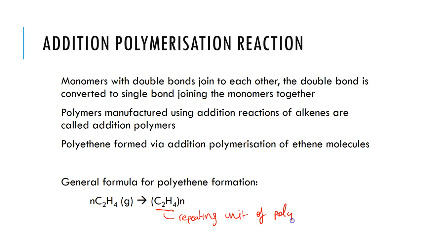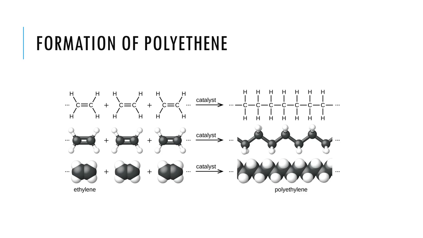Okay, which makes the bit on the left-hand side, this is our monomer. If I have N amounts of my monomer, I will have N repeats in my polymer. So as I said, we take large numbers of ethene molecules in the presence of a catalyst, and we will form the polyethene polymer.